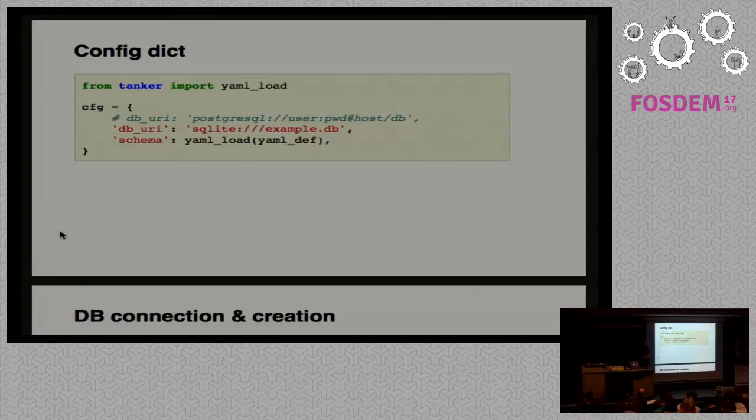So now we have defined the layout of the database. All we have to do is to say which database we want to connect to. It can be either SQLite or Postgres, both backends supported by Tanker. Here it's a dictionary saying which URI we want to connect to for the database, and then the schema. This YAML def is the YAML we saw earlier.